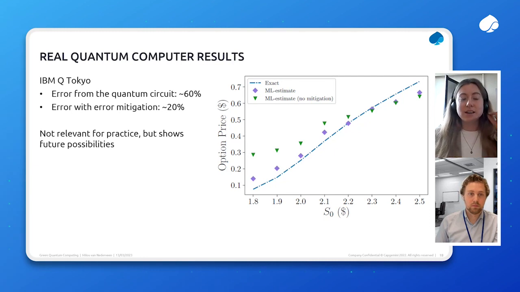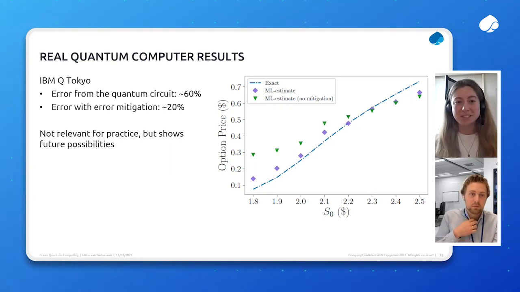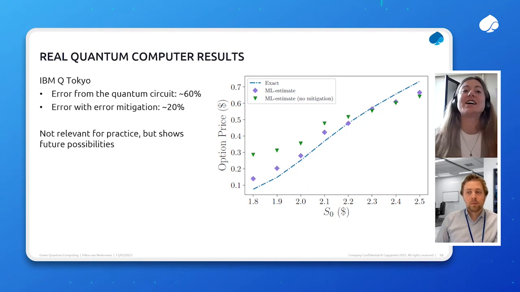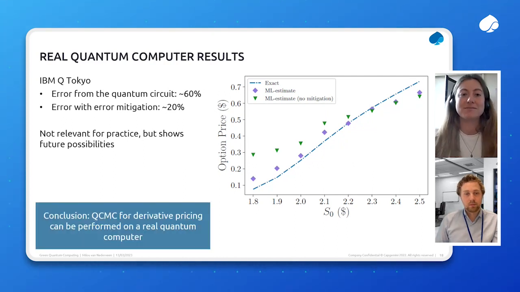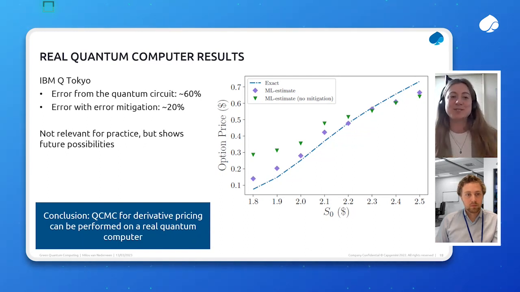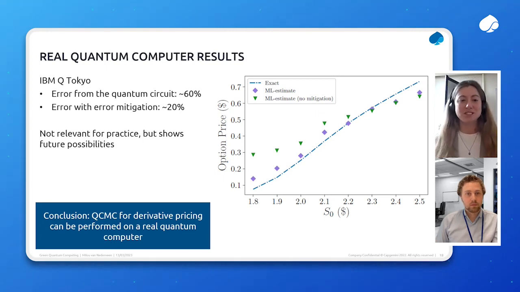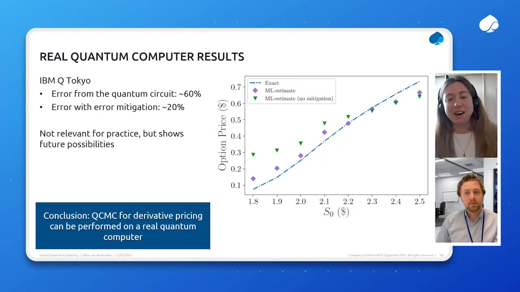And we can see that first the error rate of 60% is achieved, and this can be reduced with error mitigation to 20%, which are still very high error rates, but it shows that this is really possible in practice, but not very relevant. Like, it doesn't have real applications yet, but it's being done for the first time, which is really cool, I think. So we can conclude that this algorithm can actually be performed on a real quantum computer, although with very high error rates.